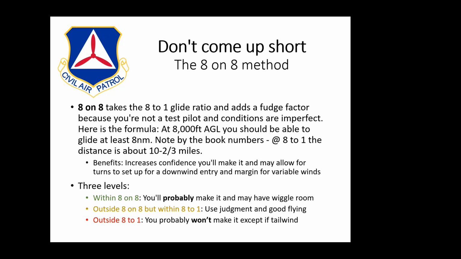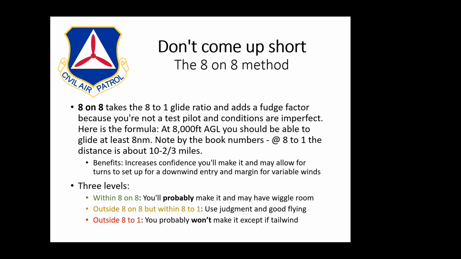So what we end up getting at is, for example, at 8,000 feet AGL, you should be able to glide at least 8 miles. By the book, it's actually more. It's actually a little over 10 miles. But we're saying 8 miles because of imperfections. Again, it's the fudge factor. And that nicely creates this rule of thumb that says, take the thousands of feet of altitude you are, AGL, not MSL, and that will give you how many miles you can glide with a fudge factor.